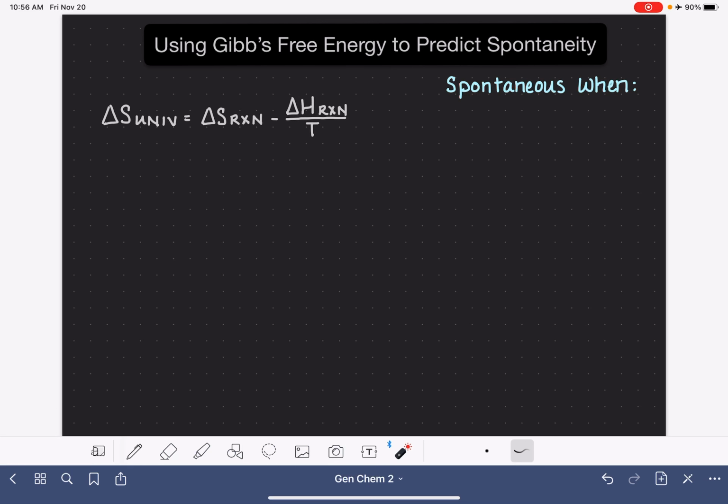In the previous video, we learned that the change in entropy of the universe is calculated from the change in entropy of a chemical reaction, the enthalpy of the reaction, and also the temperature. In this video, we're going to begin by doing some algebraic manipulation to this equation to come up with something that's just a little bit cleaner to work with.